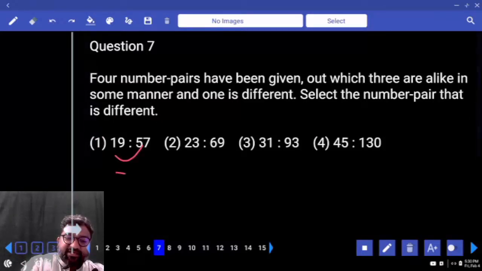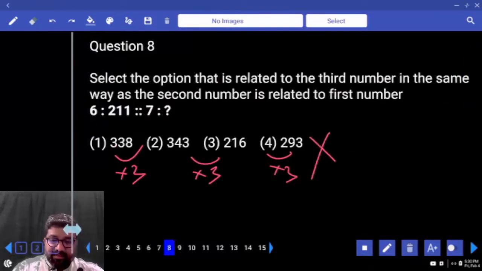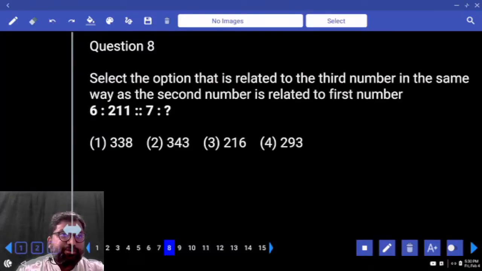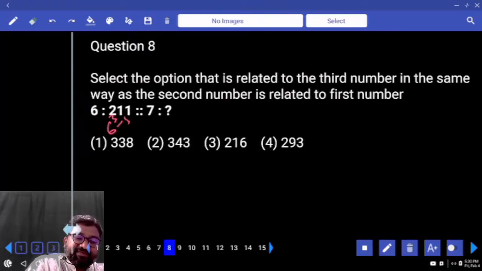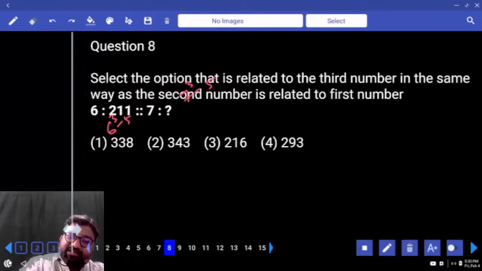This is into 3 into 3 into 3, but this is not into 3. 6 and 2 11, almost close to the cube of 6. This is what? 6 cube minus 5. Your answer should be either 7 cube minus 5 or 7 cube minus 6.